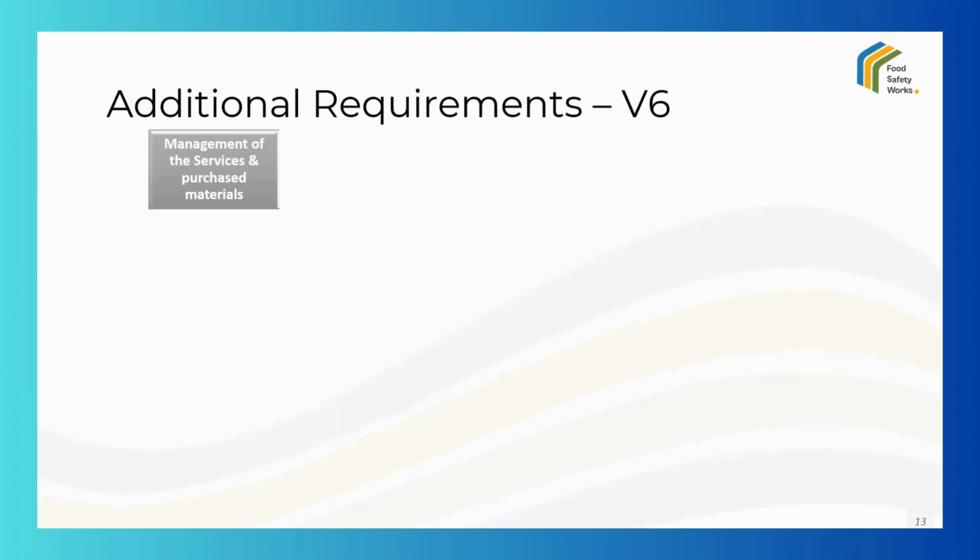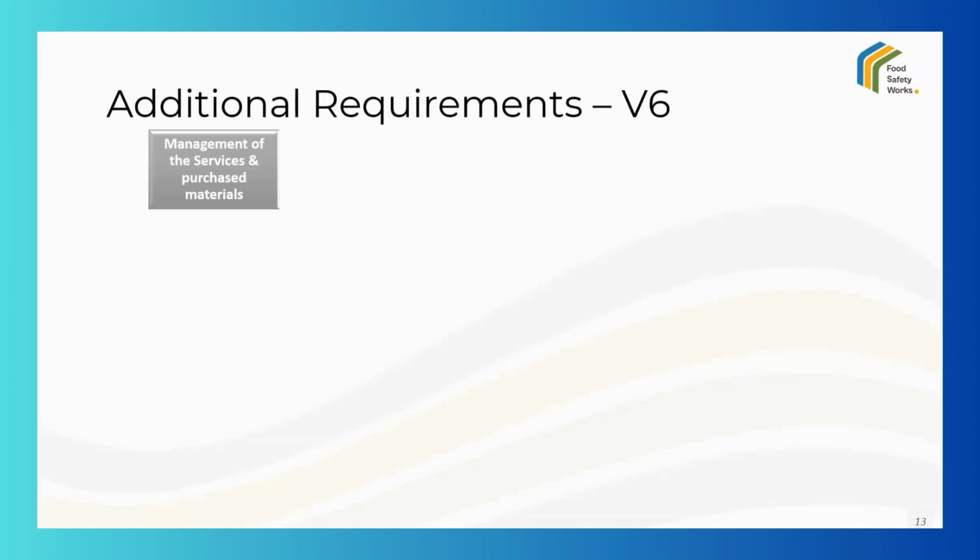Now, moving to additional requirements. Earlier, we had 15 requirements as per version 5.1. Right now, we have 18 requirements. The management of service and purchased material. This is the first requirement. Has anything changed? No, there was this requirement earlier as well, which we had.